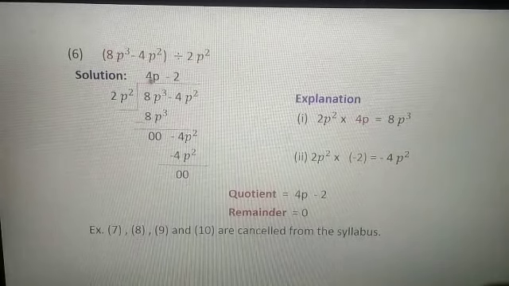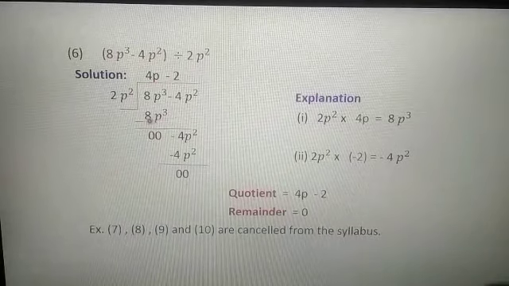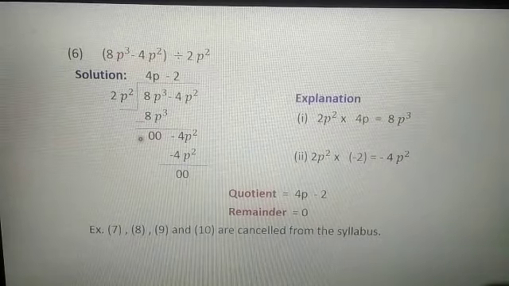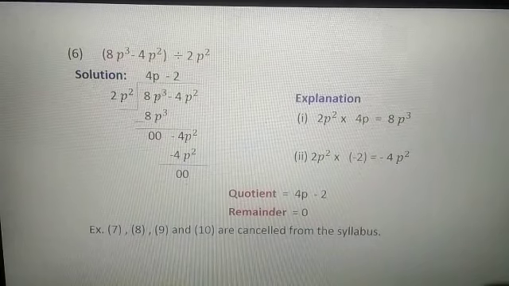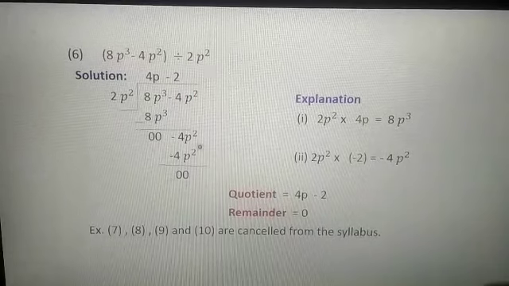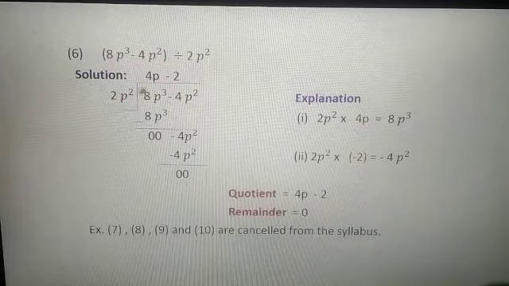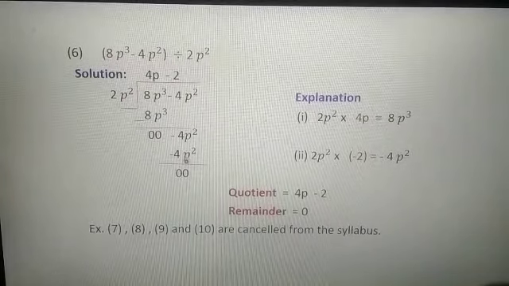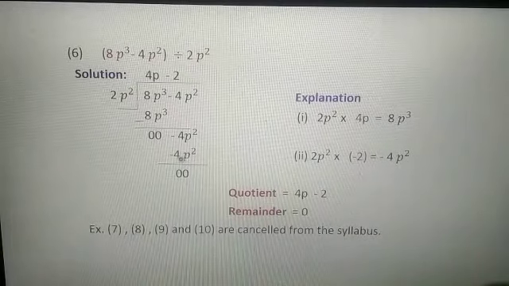So 4p is the quotient, because 2 4s are 8 and p square into p is p cube. Now here 8p cube is the answer. Now here we are subtracting, minus 8p cube, so minus and this is plus, so they get cancelled and we get 0. Now minus 4p square we will copy down as it is, and this minus sign we will put here in the quotient. Now 2p square multiplied by 2 to get minus 4p square. So now minus 4p square is here, we will write down as it is.